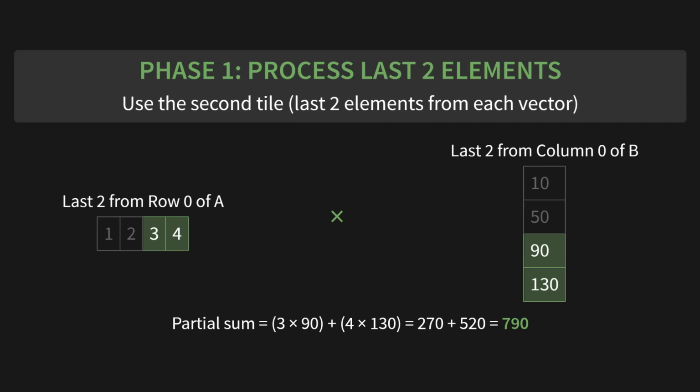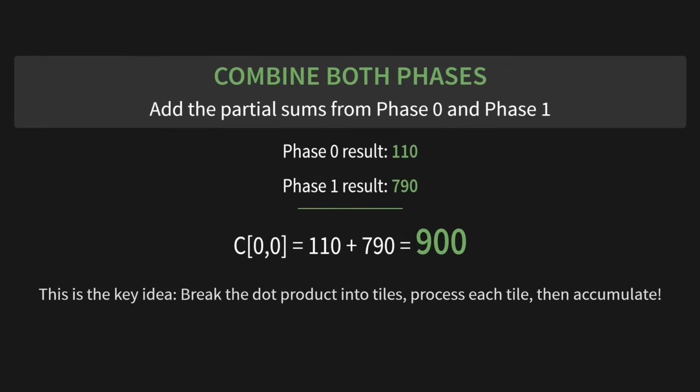Next, phase 1. We process the last two elements. We use the second tile. That's the last two from row 0 of A, which are 3 and 4, times the last two from column 0 of B, which are 90 and 130. That partial sum is 3 times 90 plus 4 times 130, which comes out to 790.